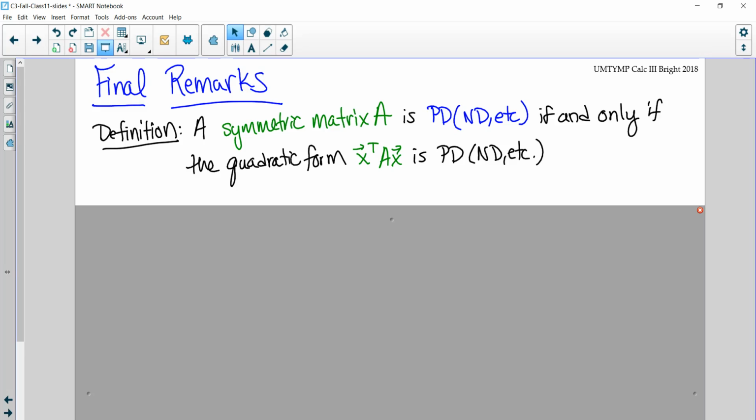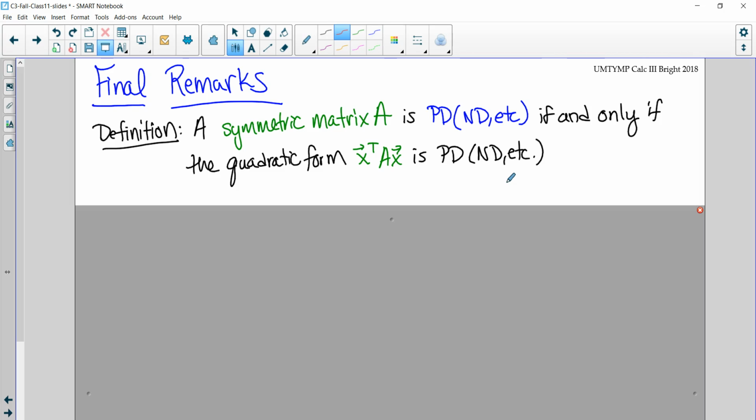All right, and it's time to wrap things up here. So some final remarks with an example. Here, just a definition. When we talk about a matrix being positive definite, negative definite, whatever, then its corresponding quadratic form is positive definite.